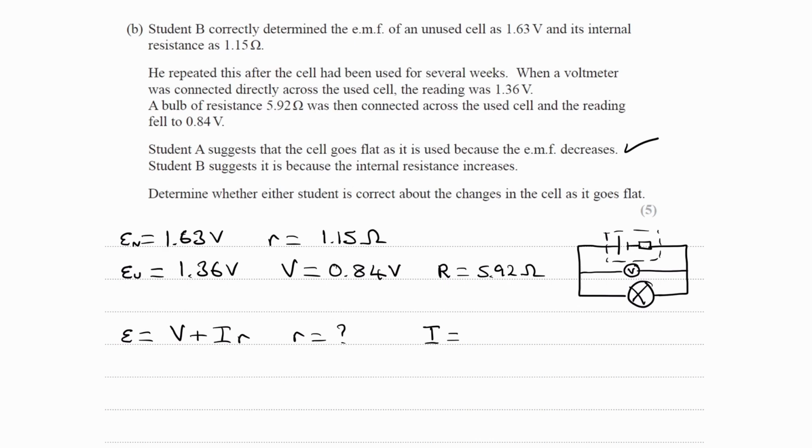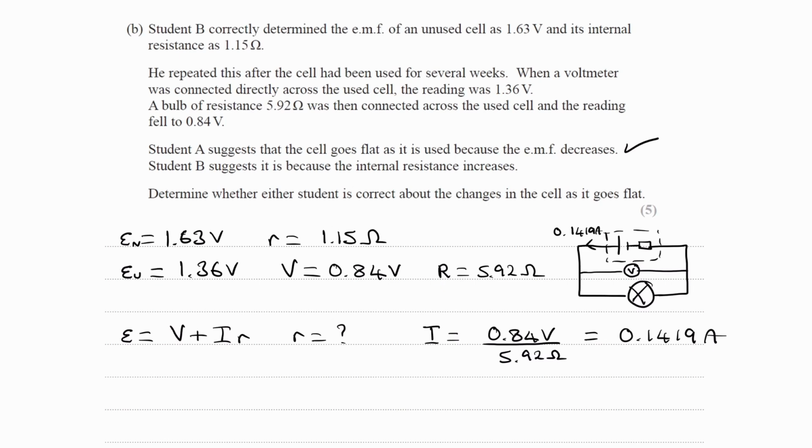So the current will then be equal to 0.84 volts. I'm just using V is equal to IR. 0.84 volts divided by the 5.92 ohms. And that gives us a value of 0.1419. So that is the current that's being drawn from the cell and is going through the bulb. Okay, so we have our current.